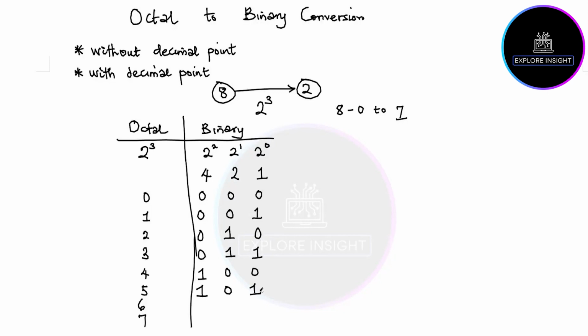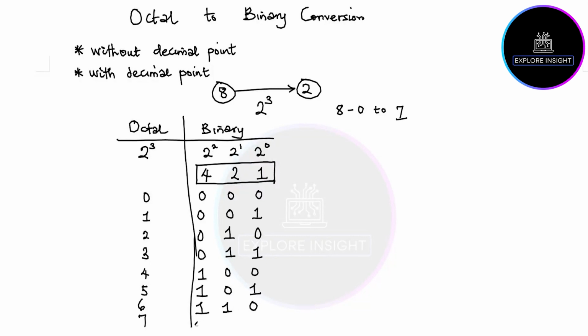In the same manner we go for 6. What will be summed up to get 6? So it means 4 plus 2 will be 6. So I'm using 4 and 2, but not 1. So 1 will be 0.